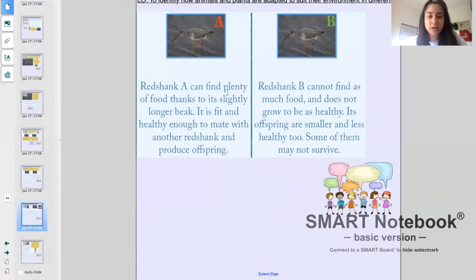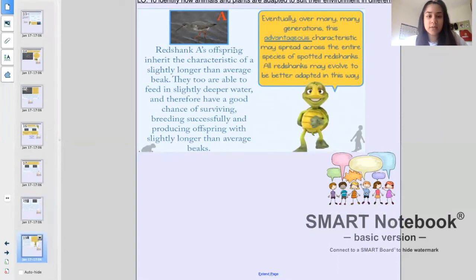So redshank A can find plenty of food thanks to its slightly longer beak. It is fit and healthy enough to mate with other redshanks and produce offspring. Redshank B cannot find as much food and does not grow to be as healthy. Its offspring are smaller and less healthy too. Some of them may not survive. Okay. So redshank A's offspring inherit the characteristic of a slightly longer than average beak. They too are able to feed in slightly deeper water and therefore have a good chance of surviving, breeding successfully, and producing offspring with slightly longer than average beaks.